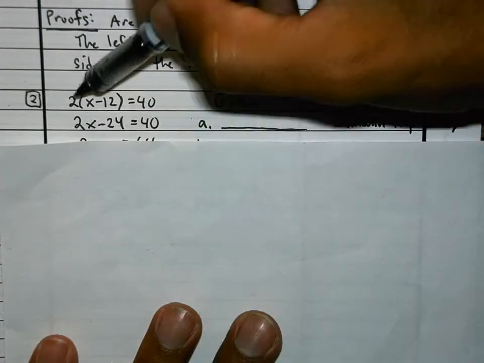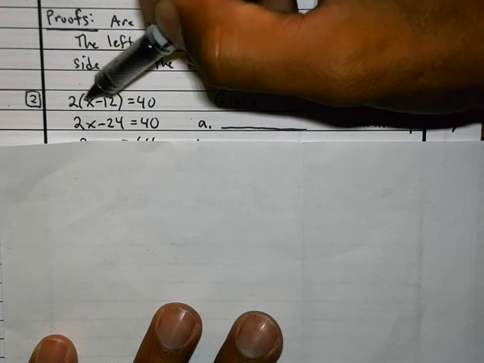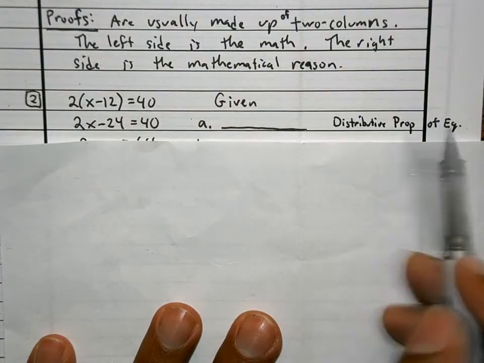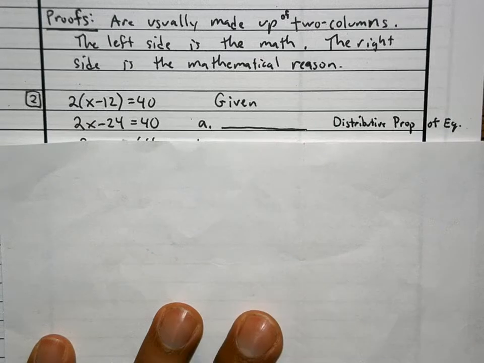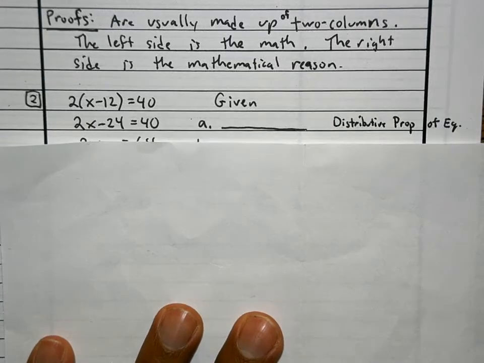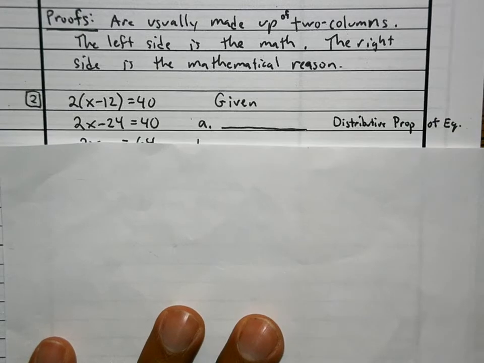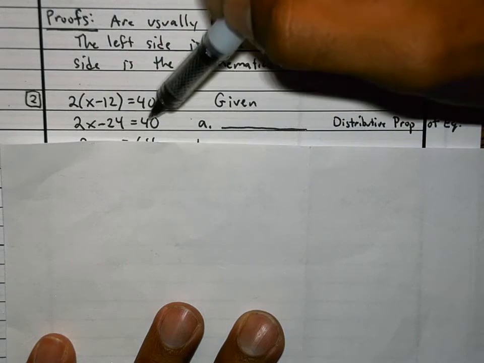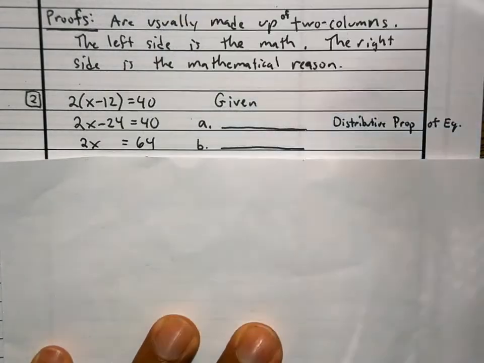What did they do? They distributed the 2 to the x and to the negative 12. You guys can put that right in the blank. I'm putting it off to the side because I'm going to share this with my next class, and I'm going to cover that part up so they can see that there's blank spots. Okay, from step A to step B, they did something else.